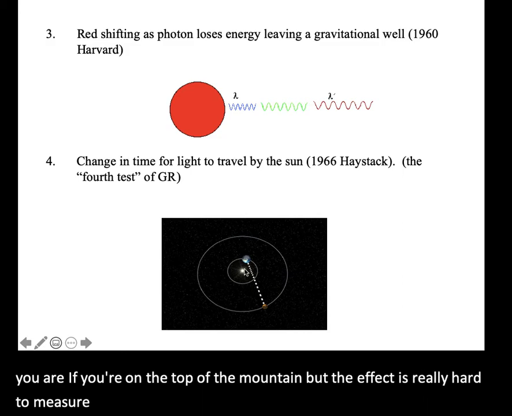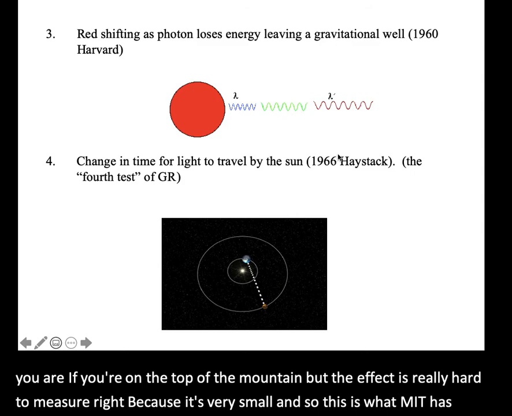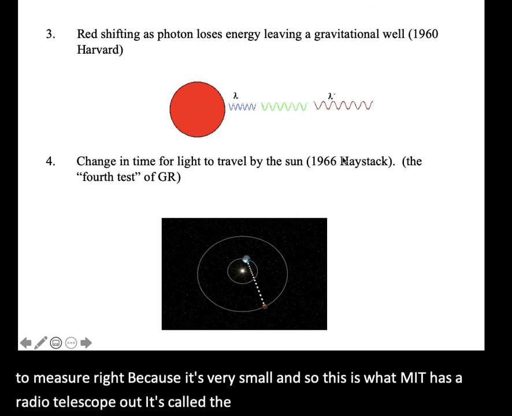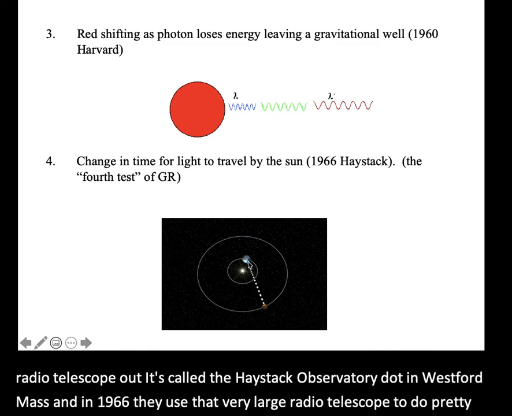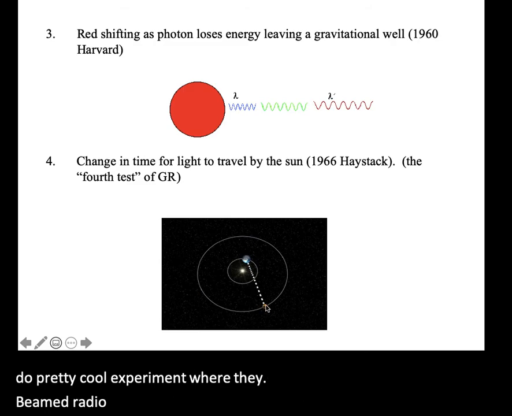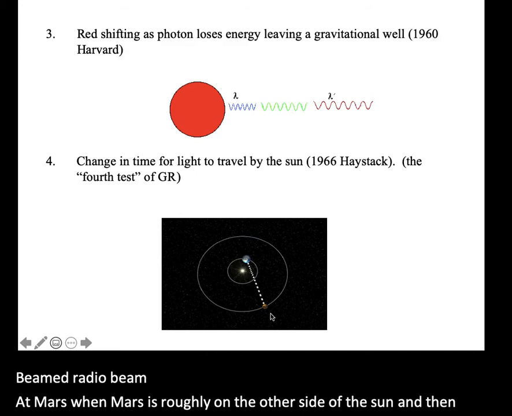Because it's very small. And so this is what MIT has a radio telescope out. It's called the Haystack Observatory. It's out in Westford, Mass. And in 1966, they used that very large radio telescope to do a pretty cool experiment where they beamed a radio beam at Mars when Mars was roughly on the other side of the sun, and then they listened for the echo when it bounced back, right?